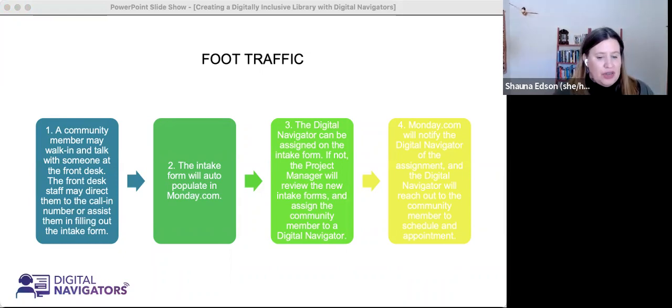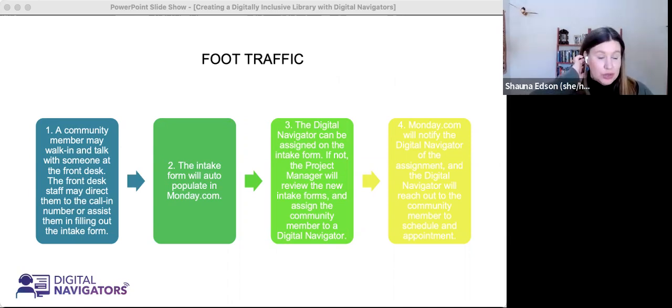Foot traffic method: if somebody came in person once our buildings opened, a few of our community-based organizations stayed open through the pandemic, so they were able to take foot traffic in. You talk to somebody at the front desk, and that person would either direct them to the call-in number or assist that person in filling out the intake form. And then the rest of the process would be the same.